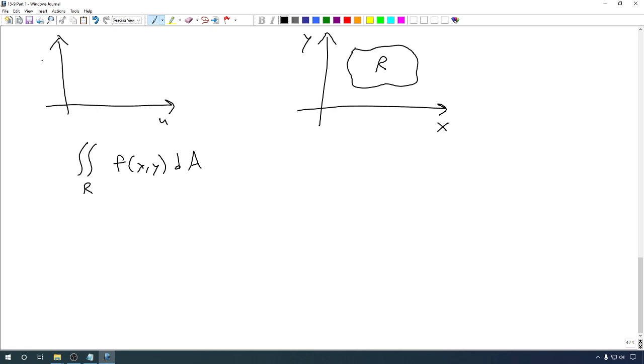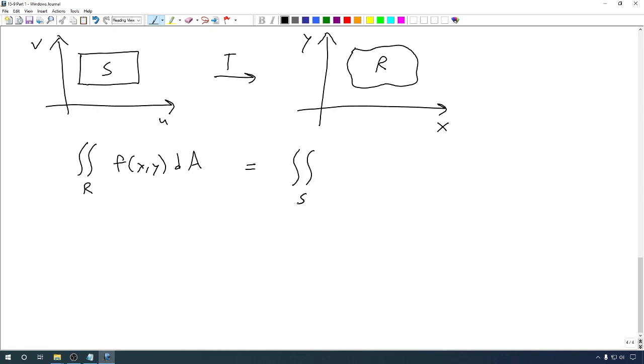Well, over here in the uv plane, where we know there's a transformation from uv to xy, we want to say that there's some other region here. Maybe it's some rectangle, though it doesn't have to be. We'll call the region over here S. We essentially want to say, is there some way we can convert this integral here into an integral over here?